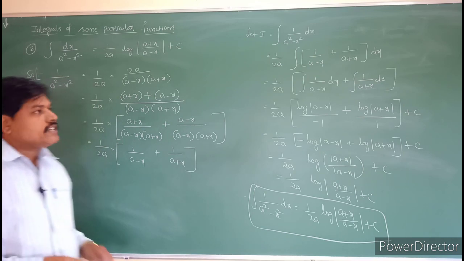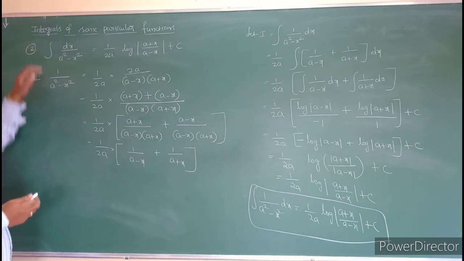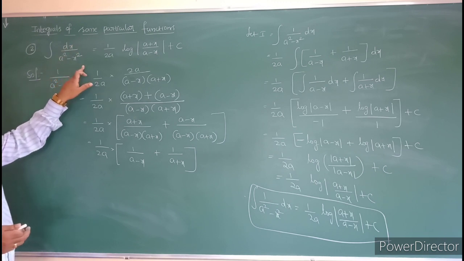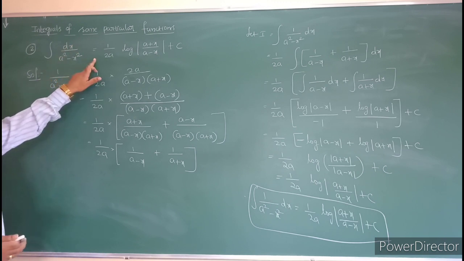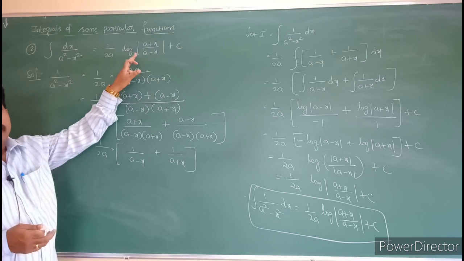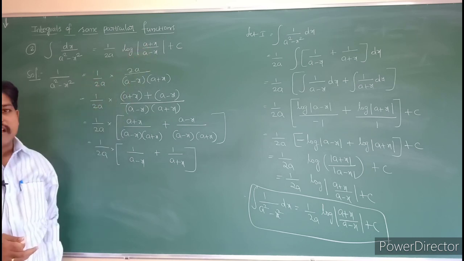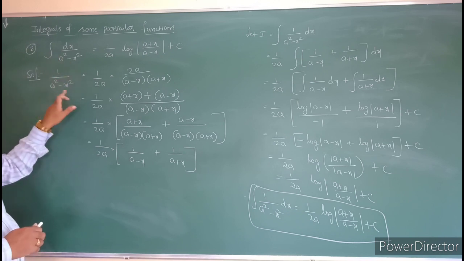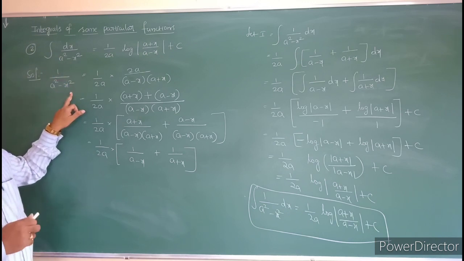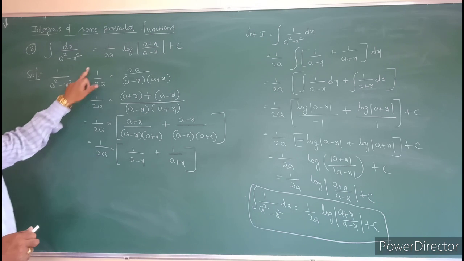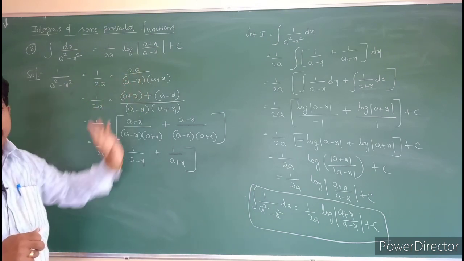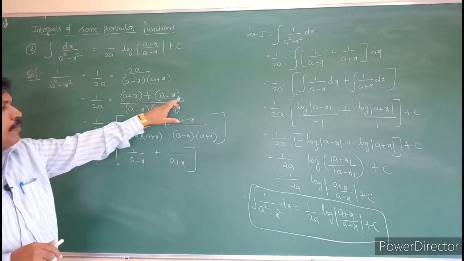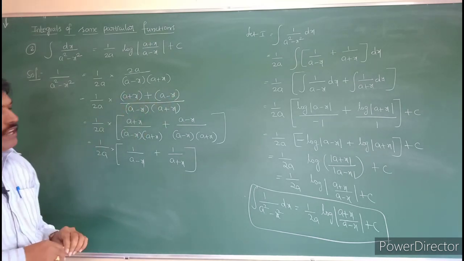So see that question, students. The integral of dx by a square minus x square is equal to 1 by 2a into log of mod a plus x by a minus x plus c. So first you have to simplify 1 by a square minus x square. How can you write this? 1 by 2a into 2, just multiply and divide with 2a first. This 2a you can write as a plus x plus a minus x.